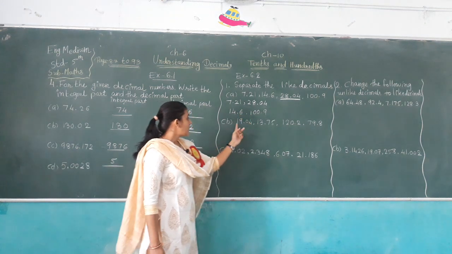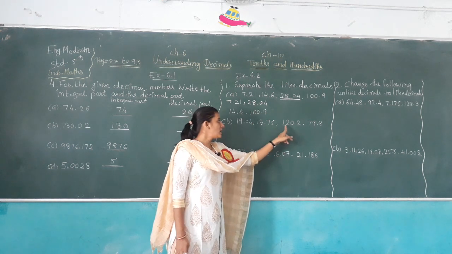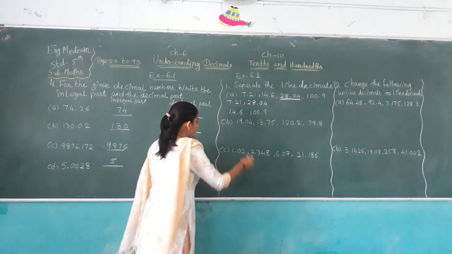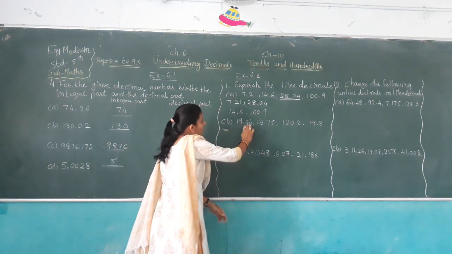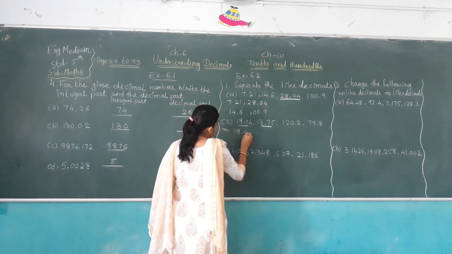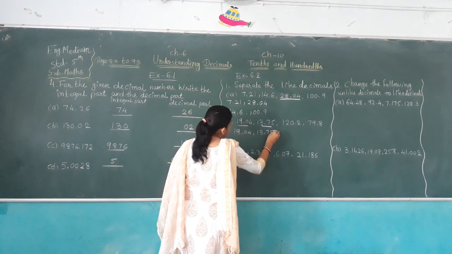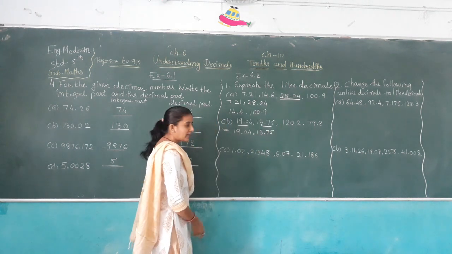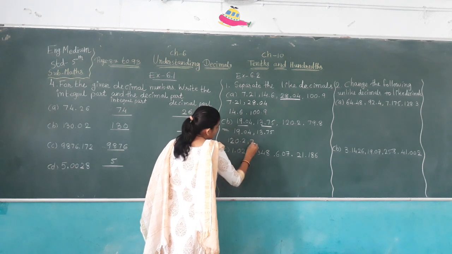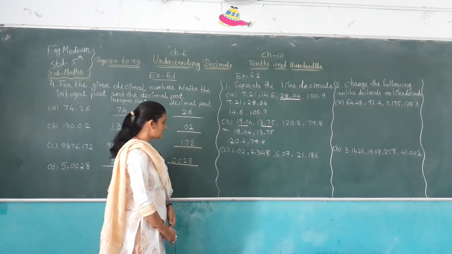B. 19.04, 13.75, 120.2 and 79.8. First one, after the point here 2 digits. So 19.04 and 13.75, these both are like decimals. 120.2 and 79.8, these both are like decimals.